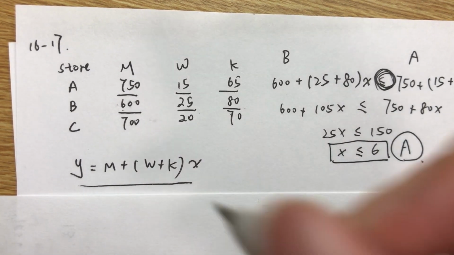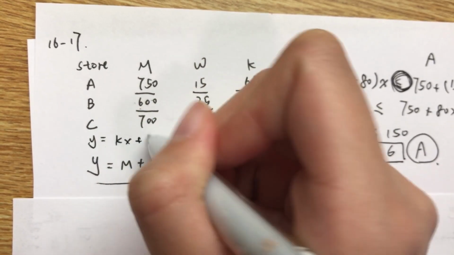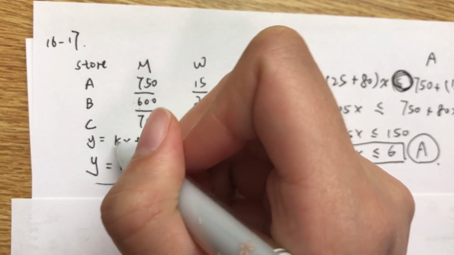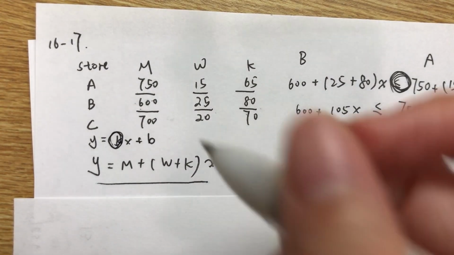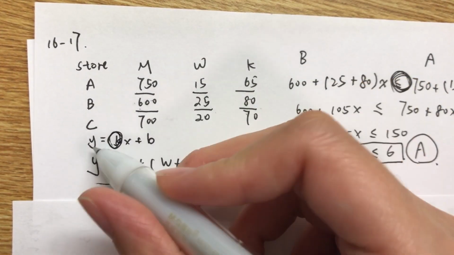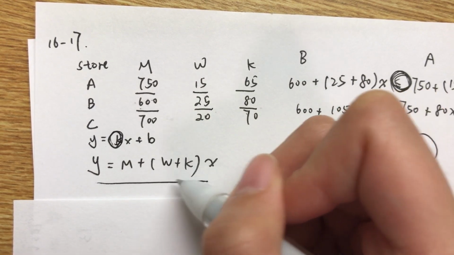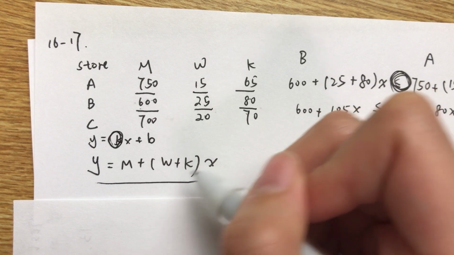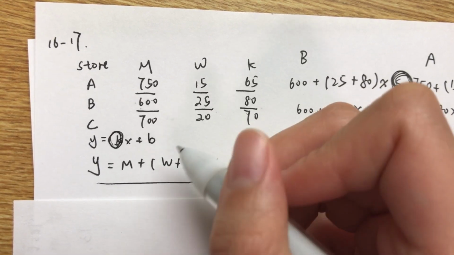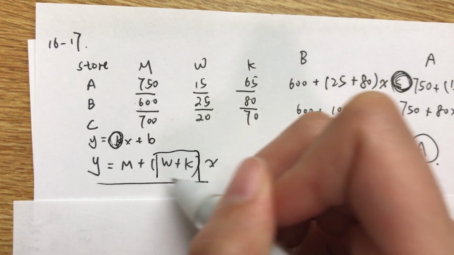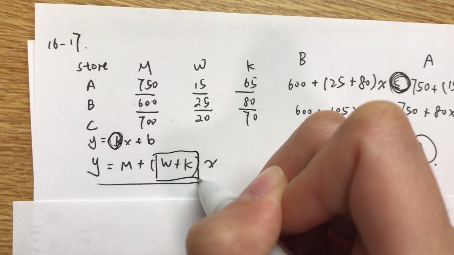So as we know, if we have a linear equation, y equals kx plus b, k stands for the slope. So then we transfer the equation from this to here, we notice that the term before x is the slope. So what is the slope? Slope is w plus k. So this should be the slope of this equation.